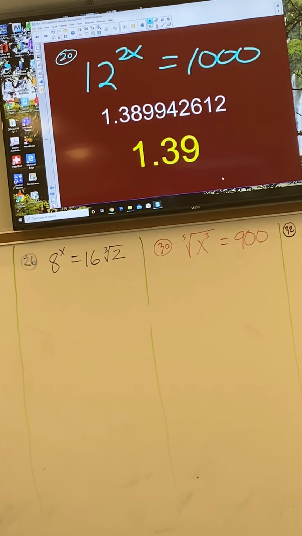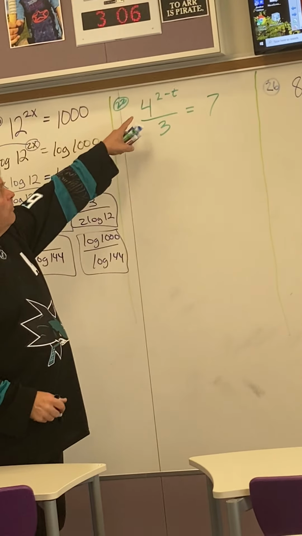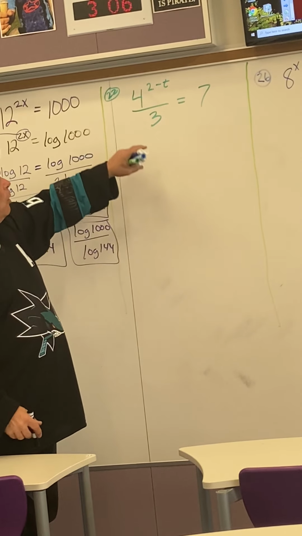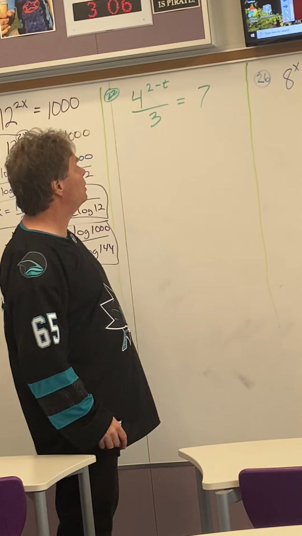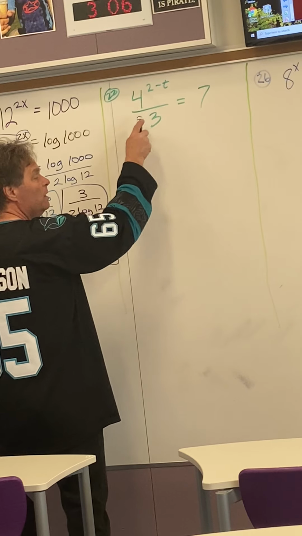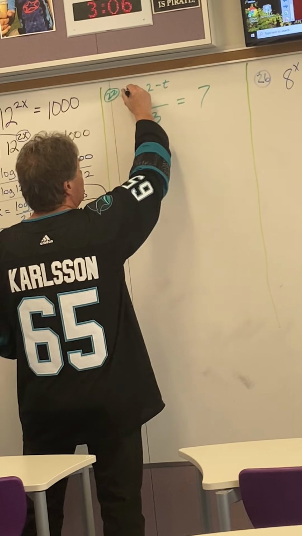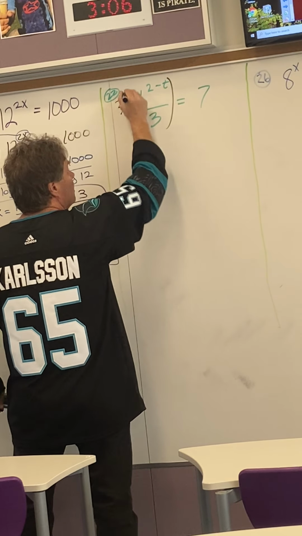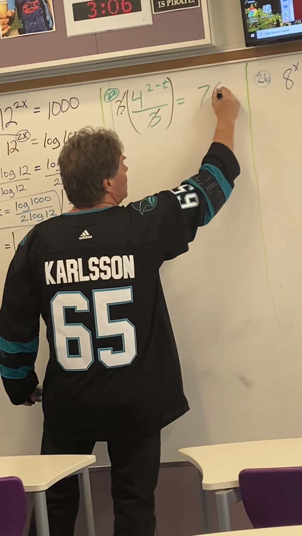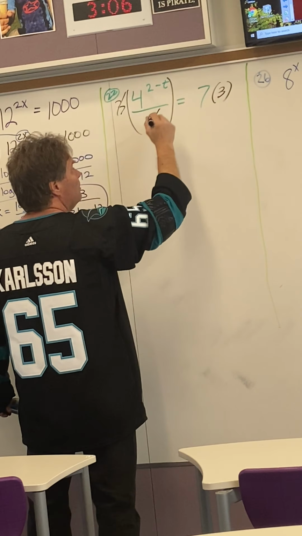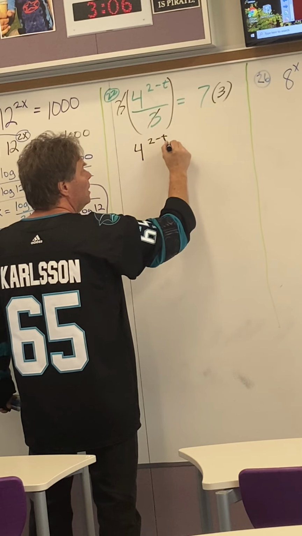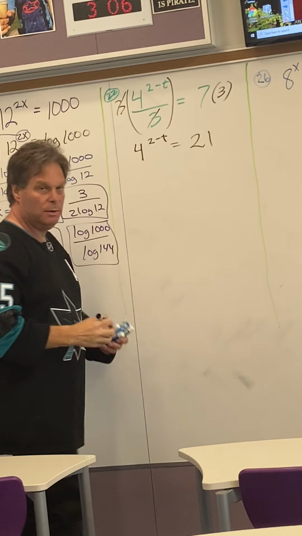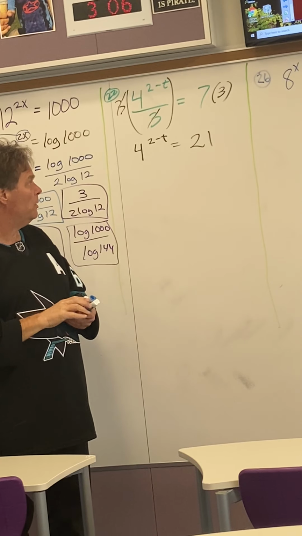Okay, this guy right here, number 22, 4 to the 2 minus t over 3 equals 7. Okay, look, blah over 3 equals 7. The best thing you can do now is to get rid of this divided by 3 by timesing by 3. Times by 3 cancels that. But if you times that side by 3, you got to times that side by 3. So you get 4 to the 2 minus t equals 21. Okay, so far so good.